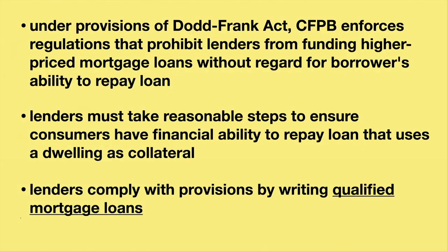Under provisions of the Dodd-Frank Act, the CFPB enforces regulations that prohibit lenders from funding higher-priced mortgage loans without regard for a borrower's ability to repay the loan. Lenders must take reasonable steps to ensure that consumers have the financial ability to repay a loan that uses a dwelling as collateral. Lenders comply with these provisions by writing what's referred to as qualified mortgage loans. A qualified mortgage is a loan category that has certain affordability features.